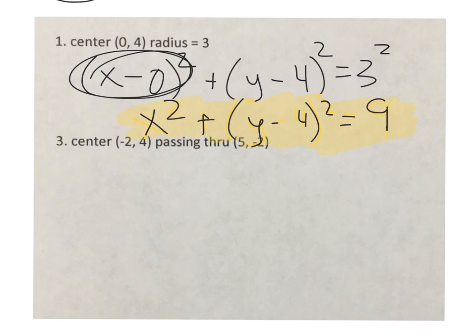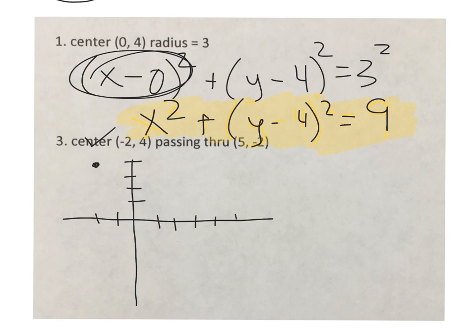Now the second one, we do know the center, check, but we don't know the radius. But hopefully we know enough information to find the radius. So let's do a quick little sketch of this. We have the center at negative 2, 4. There's the center, and we know it goes through the point 5, negative 2. Okay, so the circle looks something like this, where this is going to be the radius. From the center to any point on the outside is the radius.